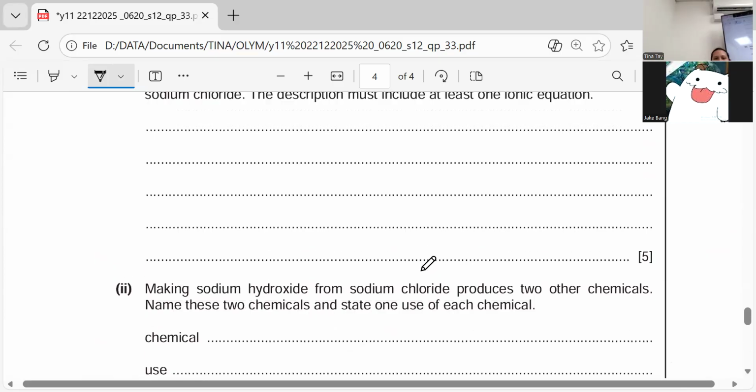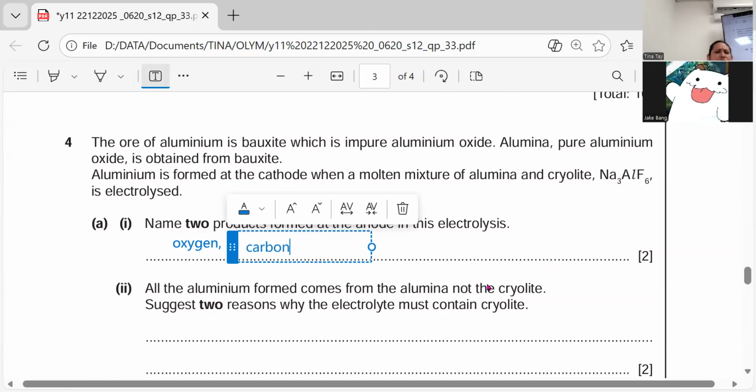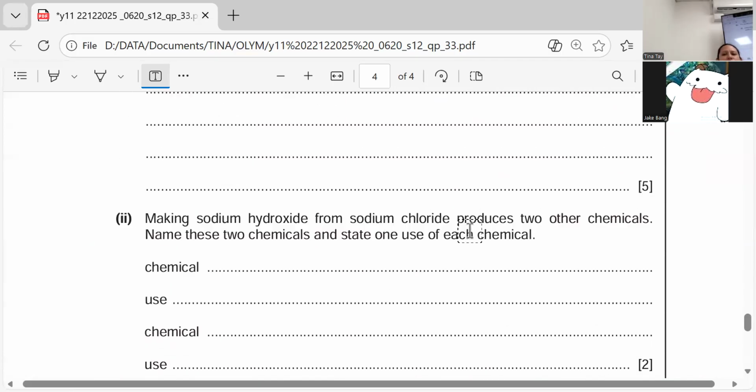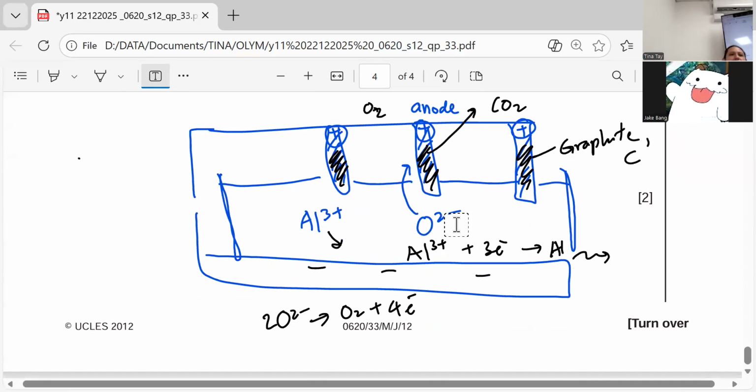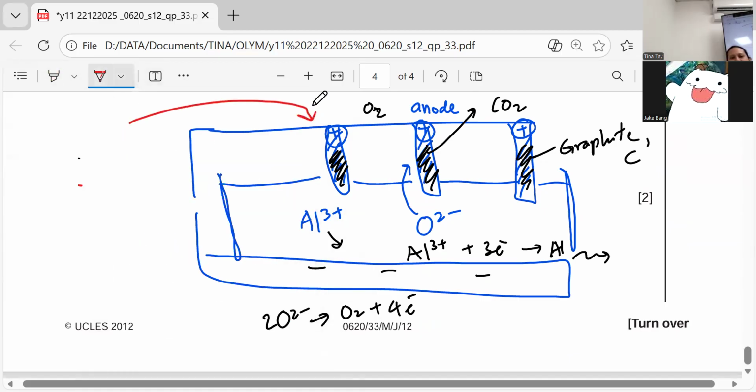Remember or not? Does it look familiar or not? I taught this before to you. The question that we always ask is why do we need to replace the electrode? Remember? That's the reason, because carbon dioxide is formed. Replace graphite every few hours.